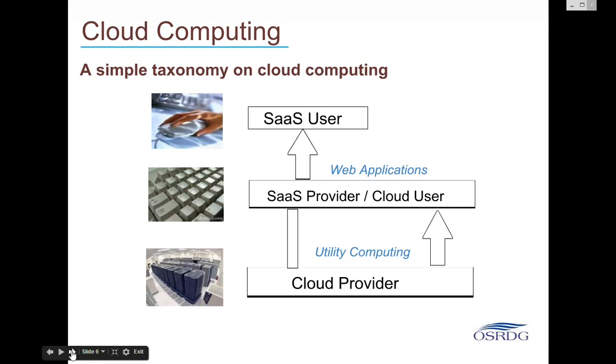Next, let us see the simple taxonomy on cloud computing. This is for the benefit of people who are quite fresh into the subject. See, the cloud provider, they own huge data centers and several services running on them. They offer us several services and components under the utility computing paradigm. It means that we pay for what we use.